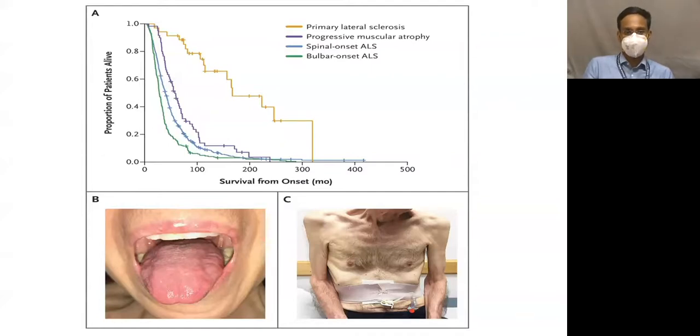Bulbar dysfunction is a common problem. And so, even though the disease doesn't have many treatment options, phenotypically differentiating them into these variants helps us in treating them differently and prognosticating them differently.